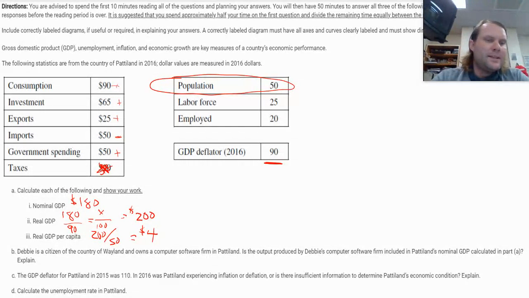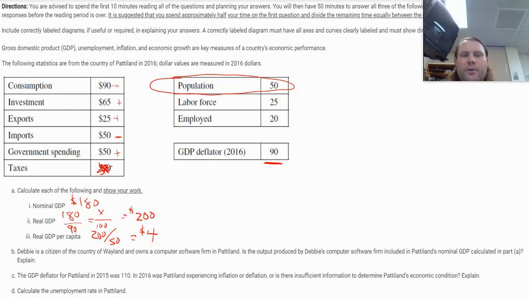All right, so we've got that figured out. Debbie is a citizen of the country of Wayland and owns a computer software firm in Paddyland. Is her output included in Paddyland's nominal GDP? Absolutely, yes. It is a business investment. Remember, the definition of GDP is the market value of all goods and services produced within a given period of time within a country's borders. This is included.